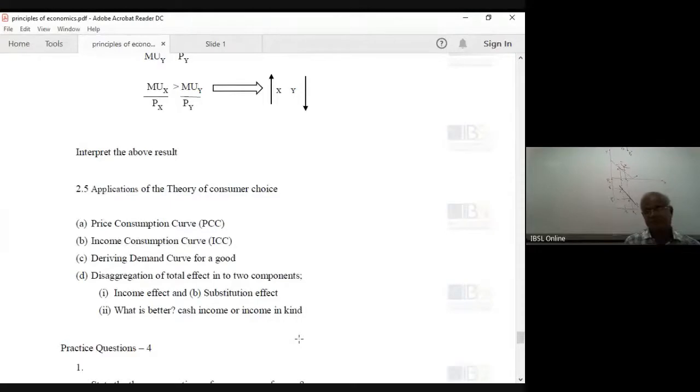Substitution effect. Now, again, what is our basic question? When the price of X decreases, people increase the consumption. Then we ask the question, why?